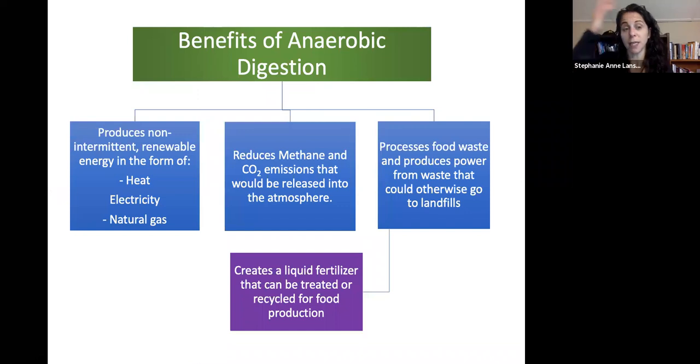So the benefits, again, it's non-intermittent renewable energy in the form of heat, electricity, or natural gas. It reduces methane emissions that would be released into the atmosphere. So if I have an uncovered manure lagoon, if it goes anaerobic, that methane is going to be produced naturally. By putting a cover on it and capturing that methane, even just if I flare it, but also if I use it for electricity generation or scrub it for renewable natural gas, then that's methane that doesn't get released into the environment.